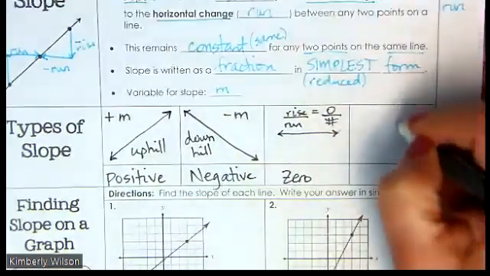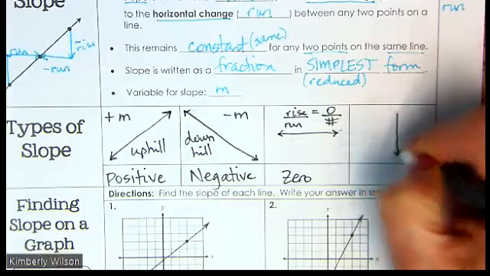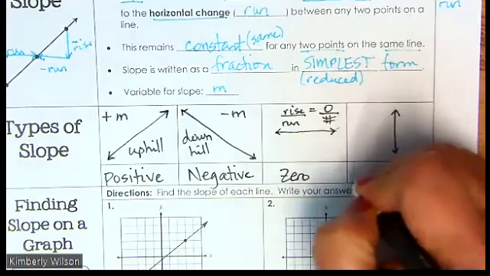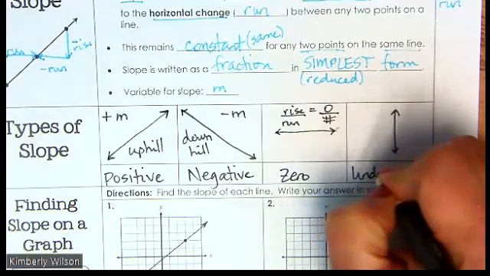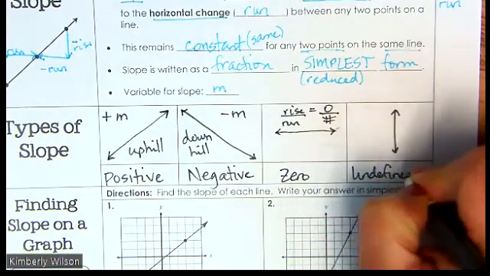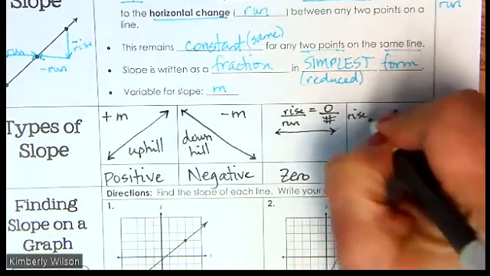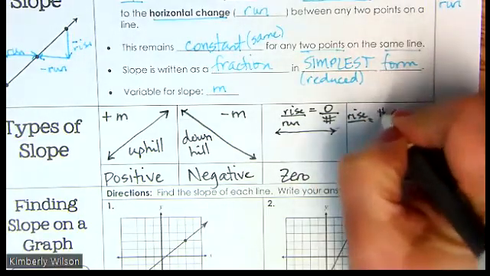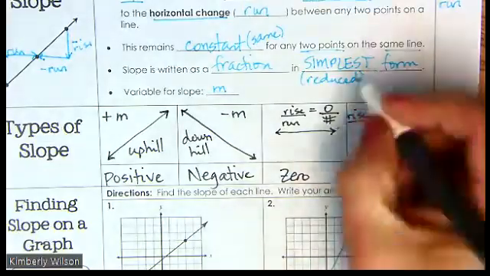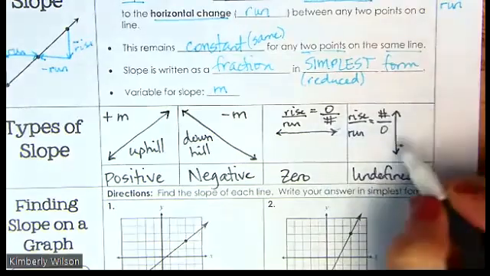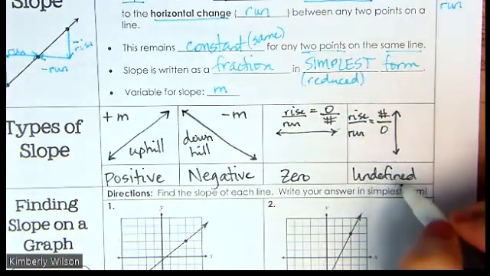And then the last one is straight up and down, which we call undefined. The reason for that is because it can have any rise all day long, but there is nothing going across. There is 0 run, so there's a 0 in the denominator. So it is called undefined.